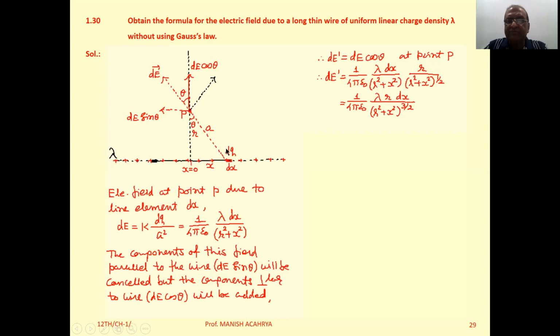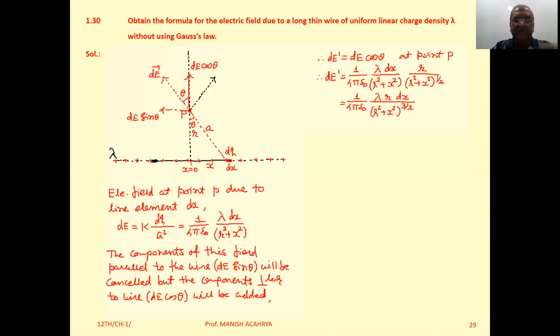This charge dq is positive. It implies that at point P the electric field will be outward. So the direction of the electric field dE will be as shown in the figure. Here this angle is considered theta, so this angle will also be theta. So we can take two components of the electric field dE: one in the y direction, dE cos theta, because this angle is theta, and another in the x direction, specifically in the negative x direction, that is dE sin theta.